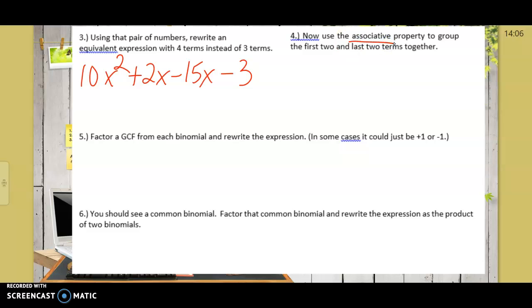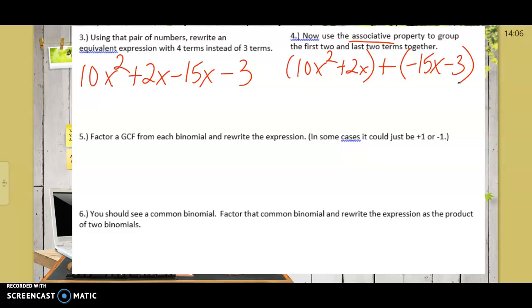What property was this one? The associative. Well, it was kind of like when we add in the groups, right? The parentheses. Kind of, Noah, kind of. So let's group these together. So we're going to go 10x squared plus 2x together. Group the first two. And then I got to put an addition sign because we're not multiplying yet. And then negative 15x minus 3. Okay? So I've grouped them. I've got 2 groups now.